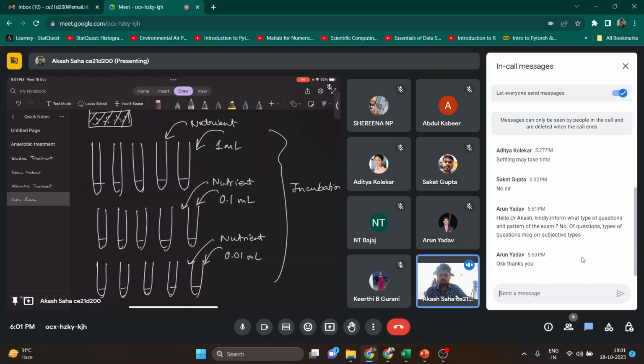Incubation means at some constant temperature. For fecal coliform and for total coliform, the temperatures are different. One is I think around 30, one is around 35. So based on the experiment, suppose I am keeping it at 35 degrees Celsius, constant temperature for it to grow. And also, everything will be plugged with a cotton plug before putting it into the incubation.